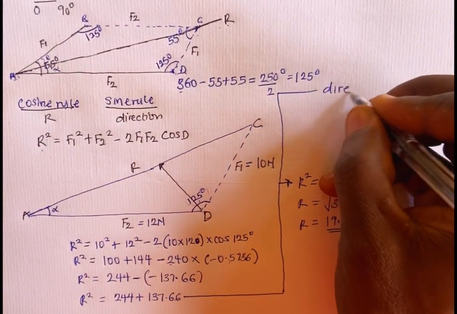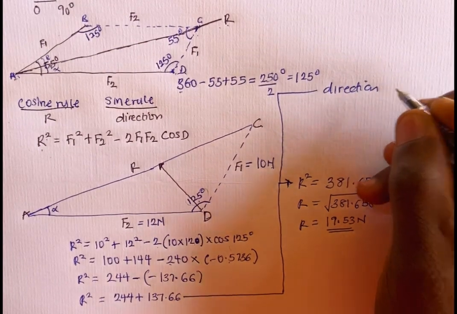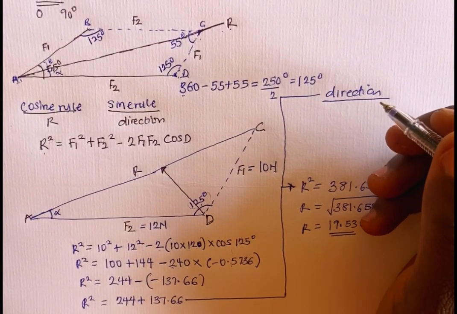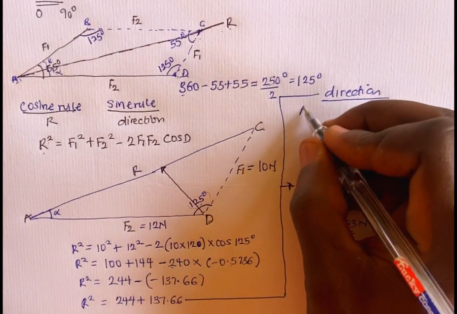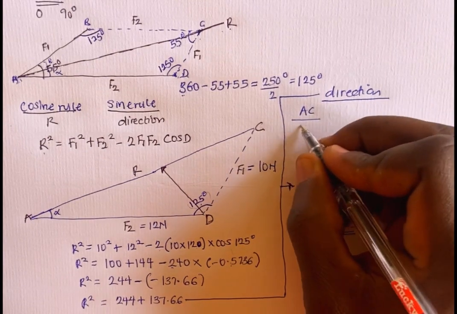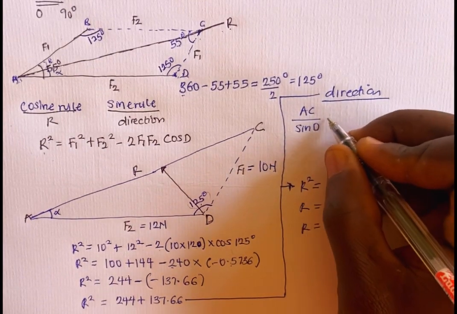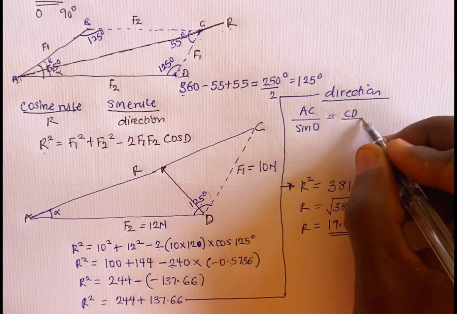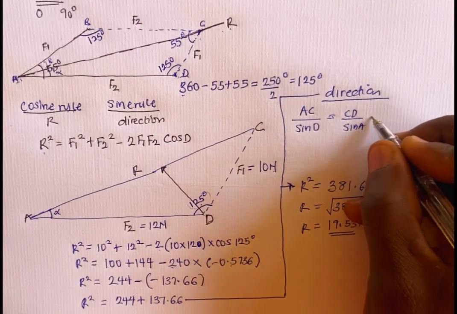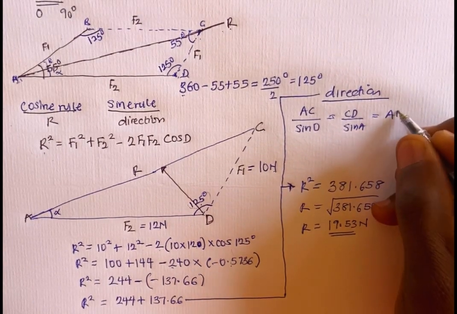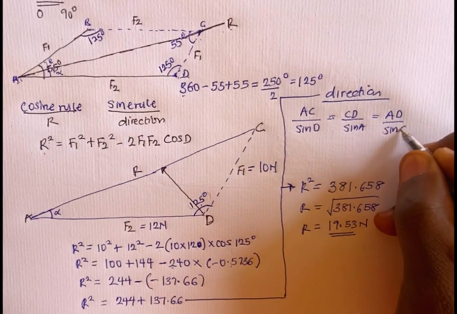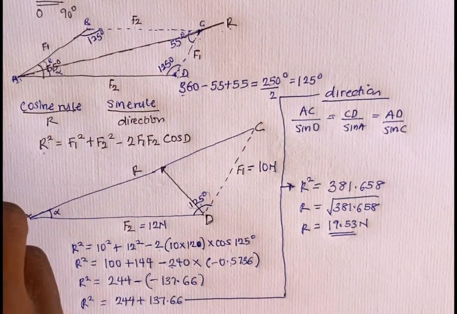To calculate for the direction, let me just move it up here. For the direction, I said we are going to use sine rule. The sine rule is taken to be AC divided by sine D equals CD divided by sine A, which is equal to AD divided by sine C. That's to calculate for the direction.